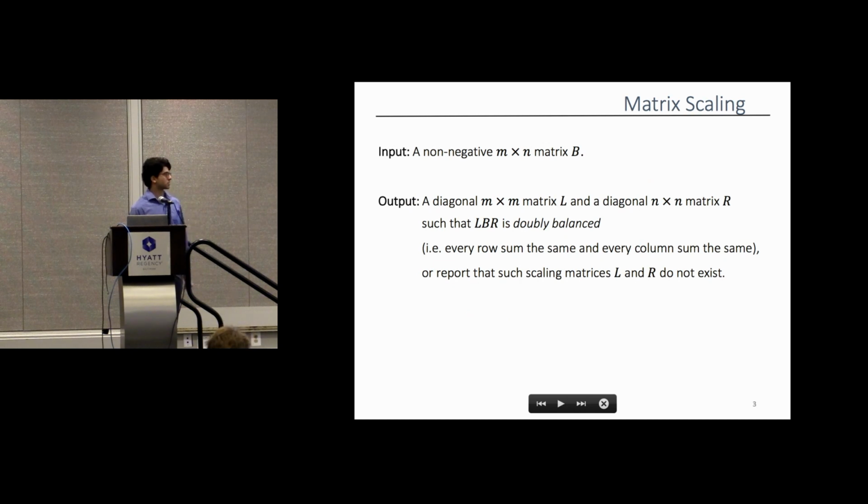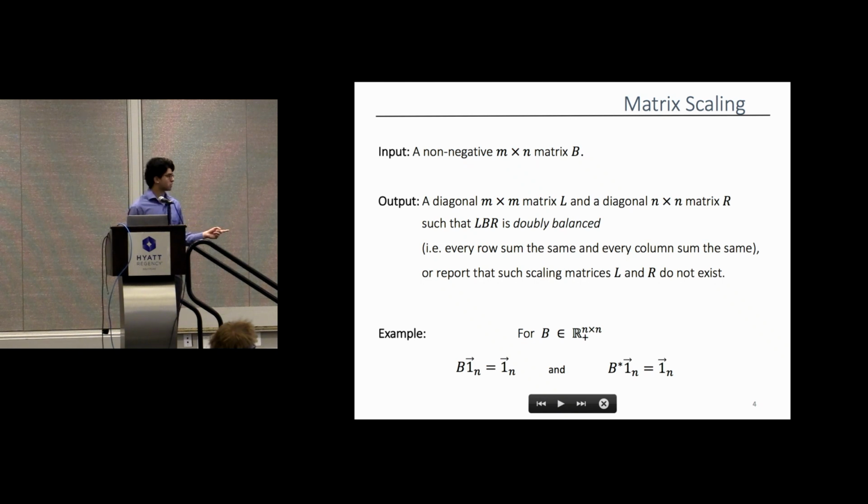So what is the matrix scaling problem? We're given a non-negative m by n matrix B, and we'd like to scale it using diagonal matrices on the left and right to make all the row sums and all the column sums the same. For illustration and for the rest of the talk, it's good to think about just the n by n case. And so here we want to scale the rows and columns to make it doubly stochastic, right?